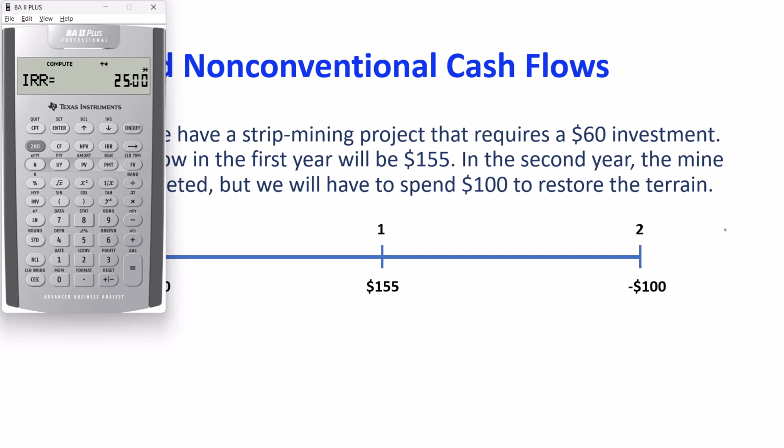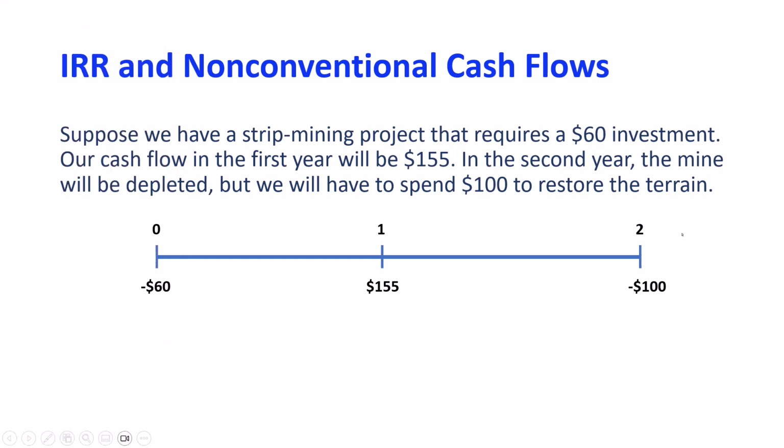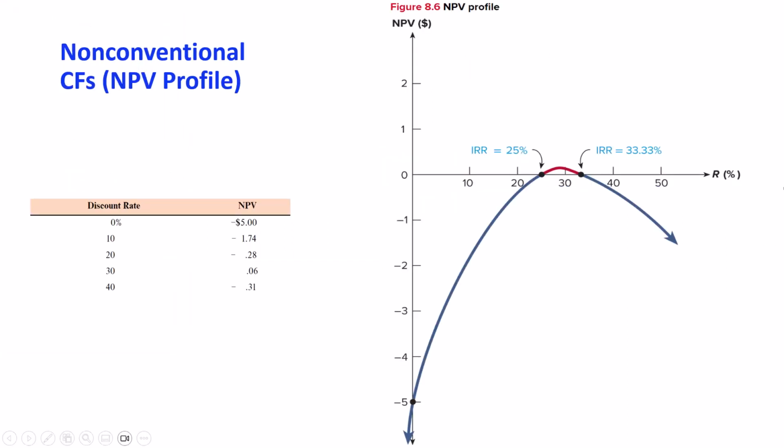But let's see why that's problematic. When we do a trial and error and come up with the NPV profile of this project, remember the NPV profile is when you calculate the NPV given different rates of return. So as you can see, in this situation, the NPV is 0 at 25%, the one that you just calculated, but it's also 0 at 33.33%.